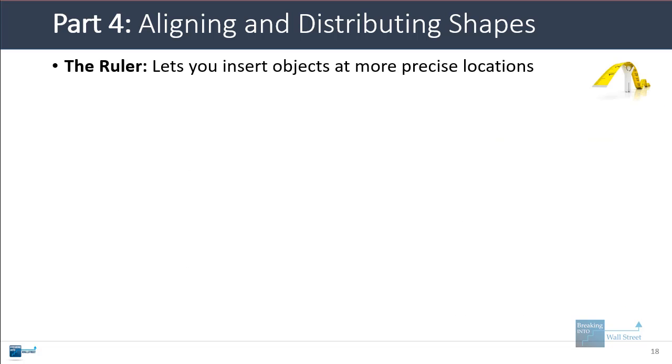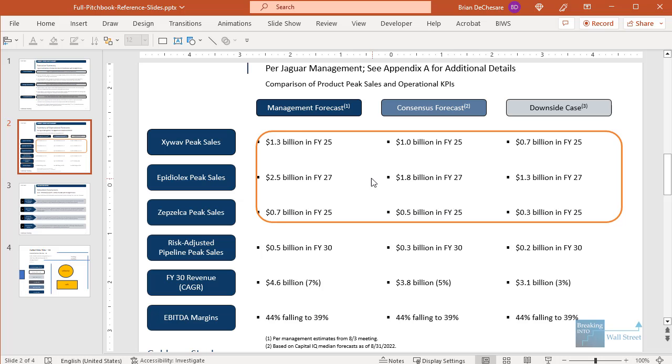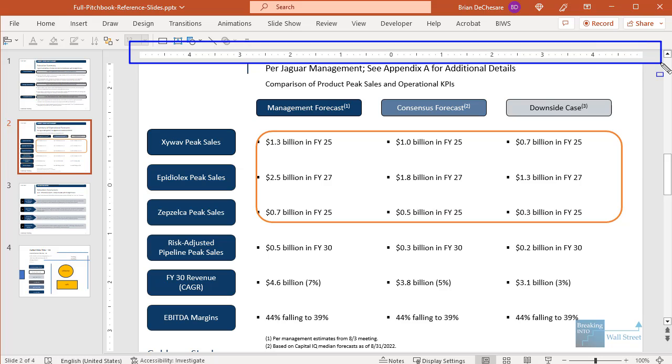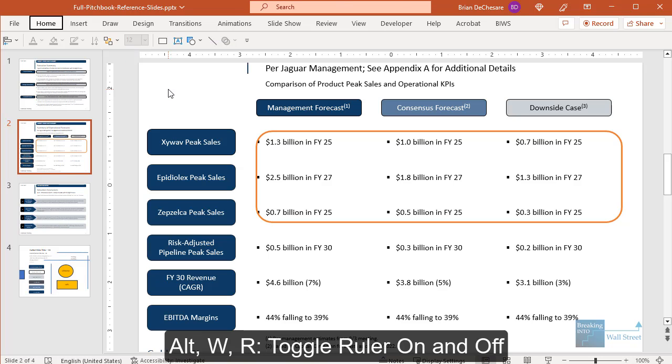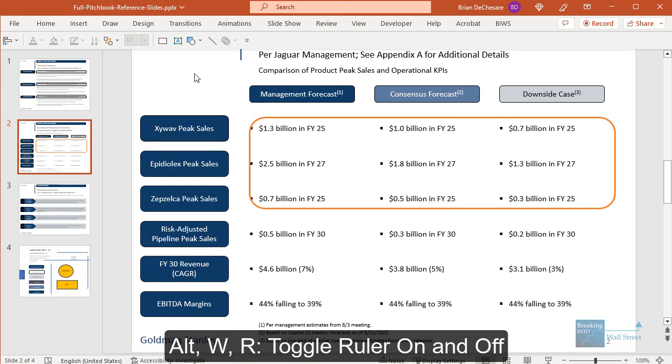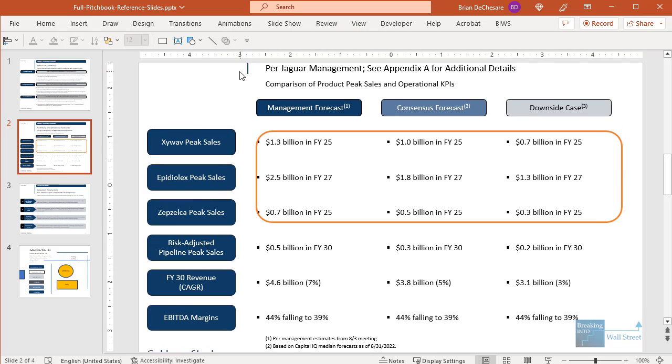I'll show you a few other tips here for alignment and distribution before we move on to the last part. The ruler is very useful because it lets you insert objects at more precise locations. And you can see my ruler up here at the top. I'm in the US system, so I'm using inches rather than centimeters, but if you're in another region, you will be using centimeters instead. If you press Alt-WR, you can toggle the ruler on and off. I always prefer to leave it on because I like to know that I'm inserting something at the 4-inch or the 3-inch or the 2-inch mark right up here.